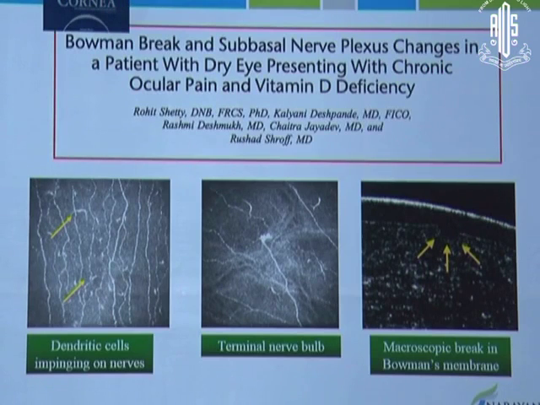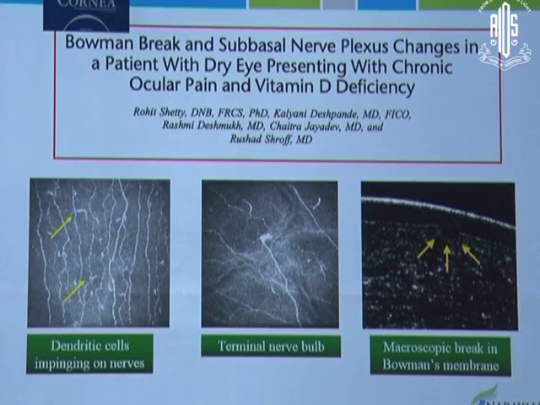This was a patient whose symptoms were so persistent, and repeated dry eye evaluation at multiple places failed to determine the cause, and the patient's symptoms were actually blamed on psychiatric illness. When the patient came to us, we saw that the dendritic cells were impinging onto the nerves as seen on confocal microscopy. Hyperreflective terminal nerve bulbs were seen on confocal microscopy, and when the cornea was imaged using a handheld high-resolution OCT, we saw a break in the Bowman's membrane.